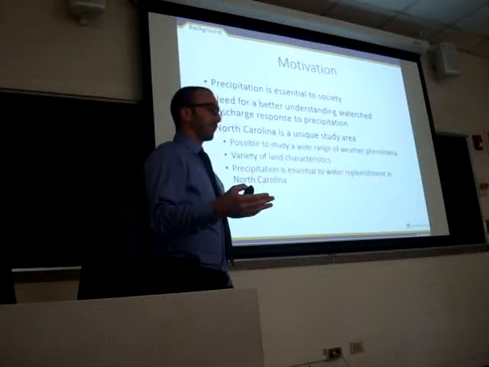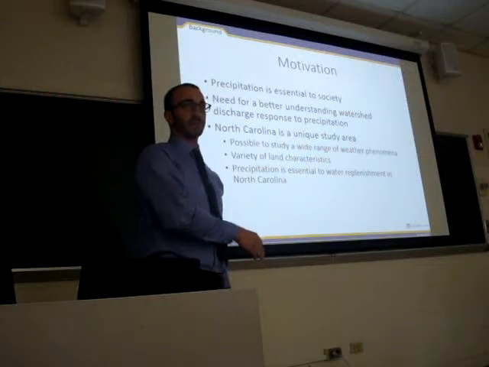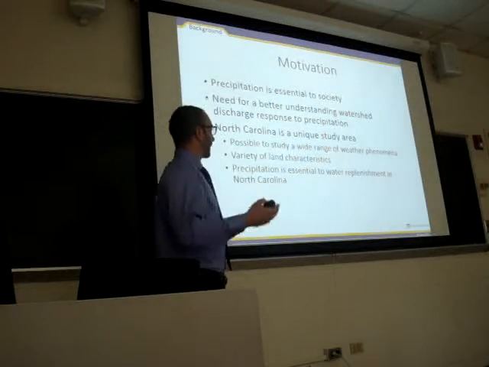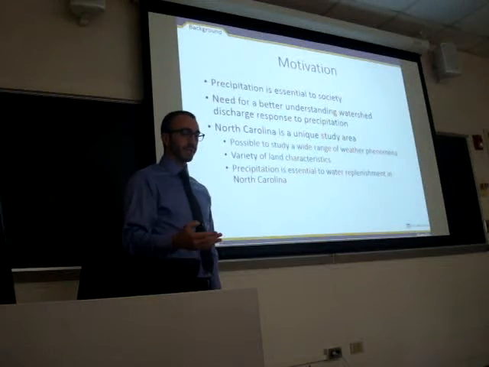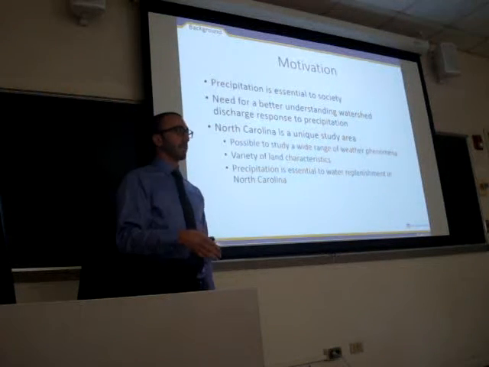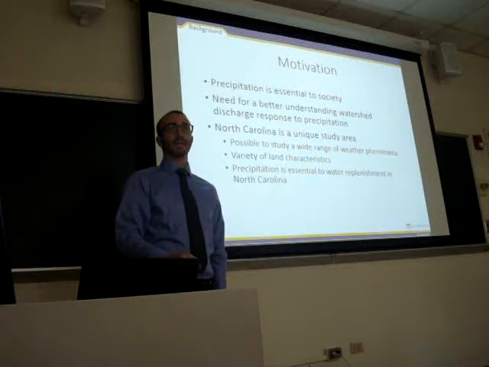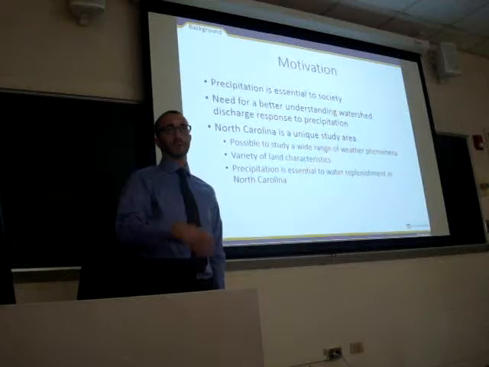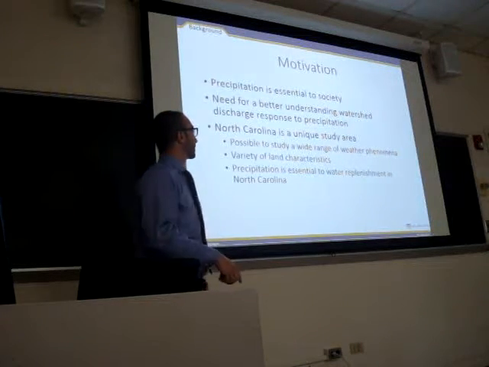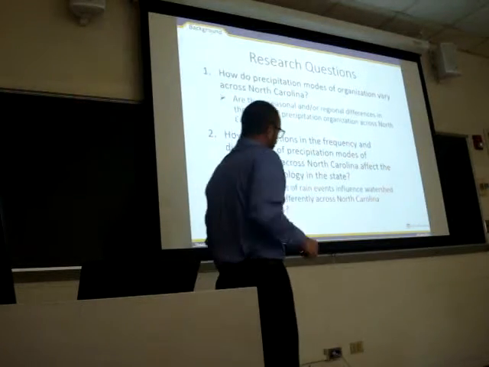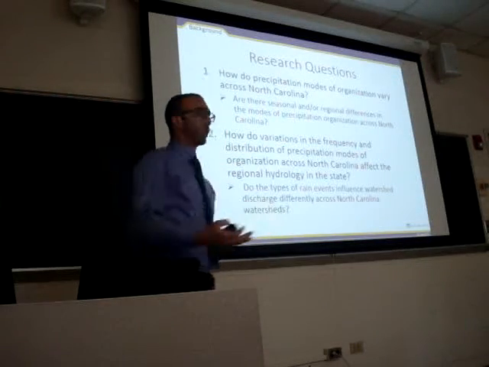Also, it has a variety of land characteristics, as I showed you in those previous pictures. And the last is that precipitation is essential to water replenishment in the state. We don't have any major rivers. We don't have the Colorado or the Mississippi that run through the state. And so we rely on that precipitation to replenish our stream networks and our aquifers.